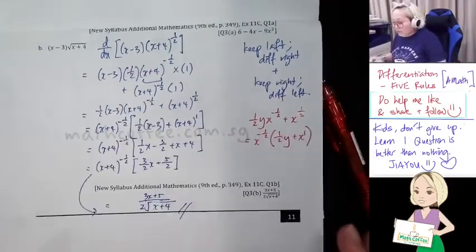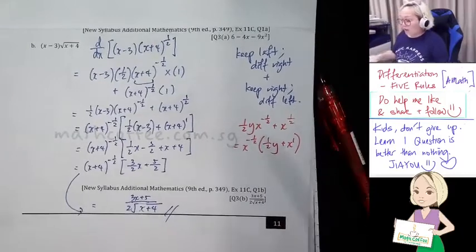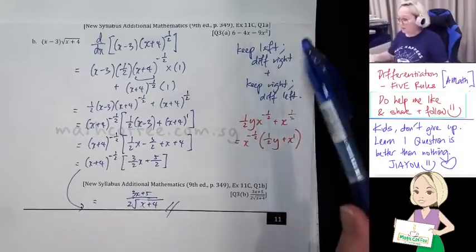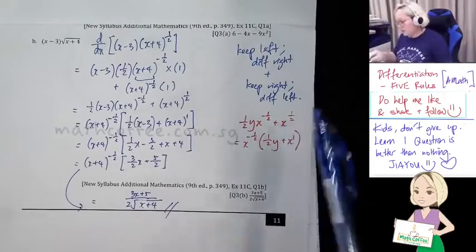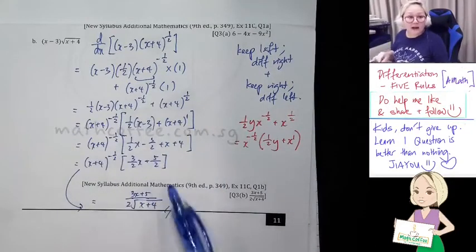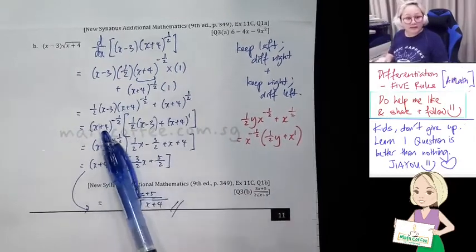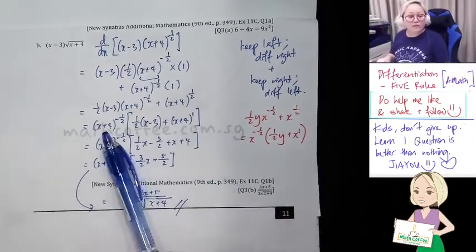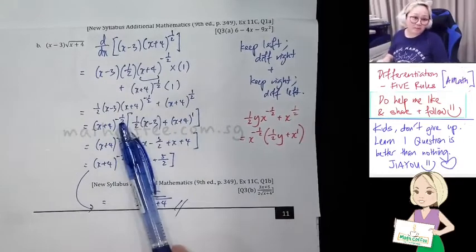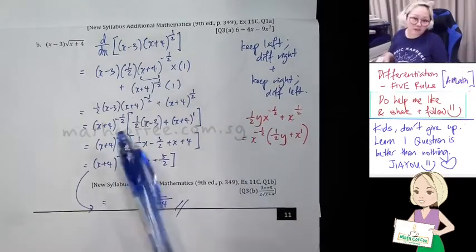So you see, differentiating is not tough. Why? Because all you need to do is keep left, differentiate right, plus keep right, differentiate left. But it's the simplifying that is a tough part. The simplifying is you need to take out the common factor, because the common factor involves the expression and also involves fraction power, and it also involves negative fraction power.